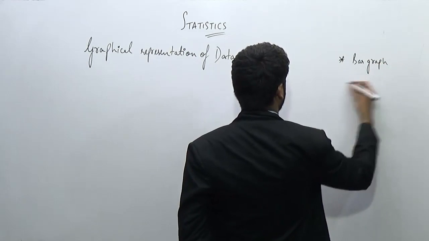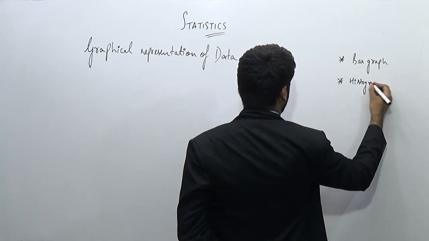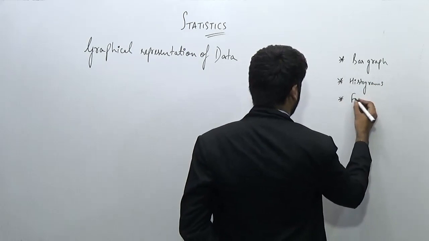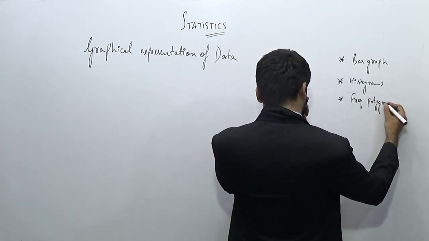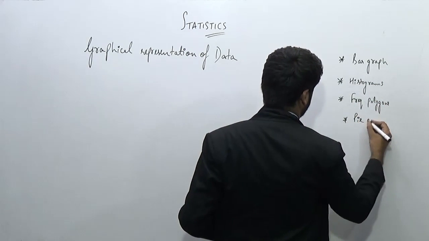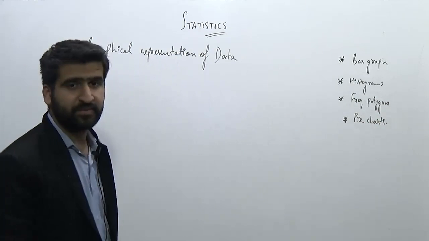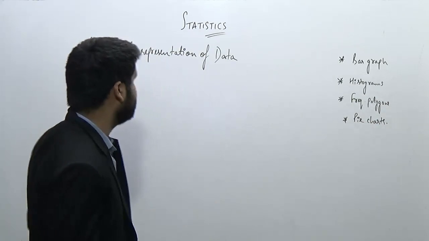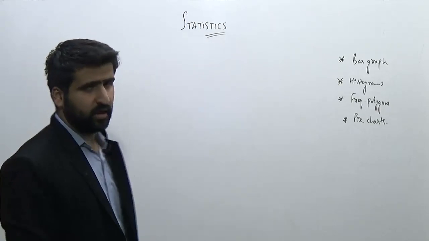Then in the next part we have histograms. After histograms we have frequency polygons. And after frequency polygons we have pie charts. So these are the 4 different types of graphical representation of data. Right? These are the 4 ways in which we can represent the data on a particular graph. So we'll discuss all these graphs one by one.